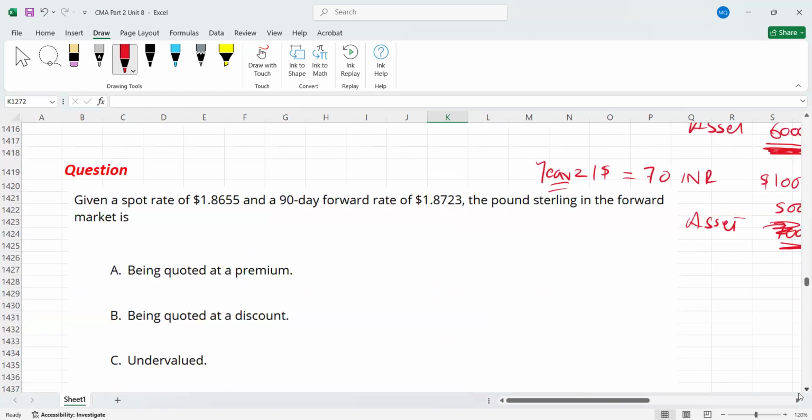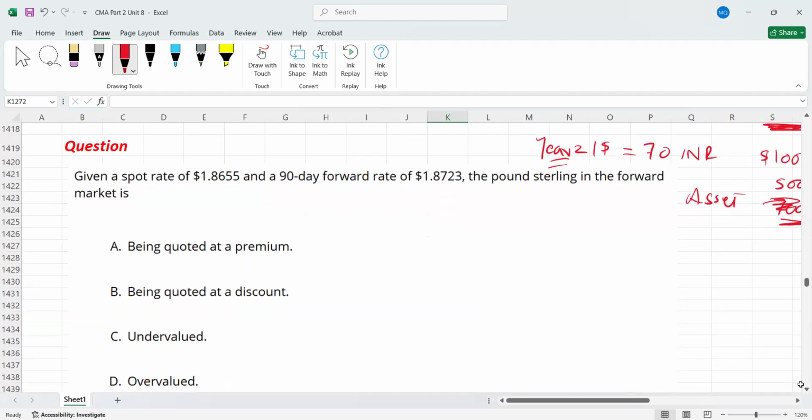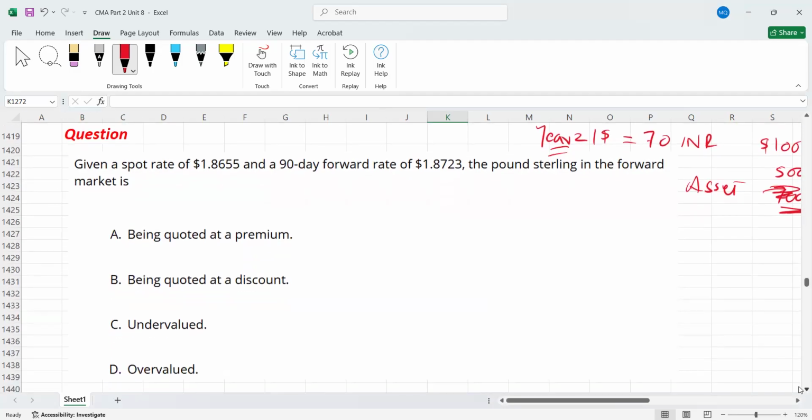Actually, this question is relevant to the previous class, I think. We studied it last time, but I just want to give you the idea again. They're saying, given a spot rate, which is the current rate, of $1.8655, a 90 days forward rate is what? $1.8723. This is the spot rate, meaning the current rate. This is the forward rate, meaning the rate after 90 days. Okay, this is the rate which you are expecting in 90 days. Okay, the pound sterling in the forward market is.